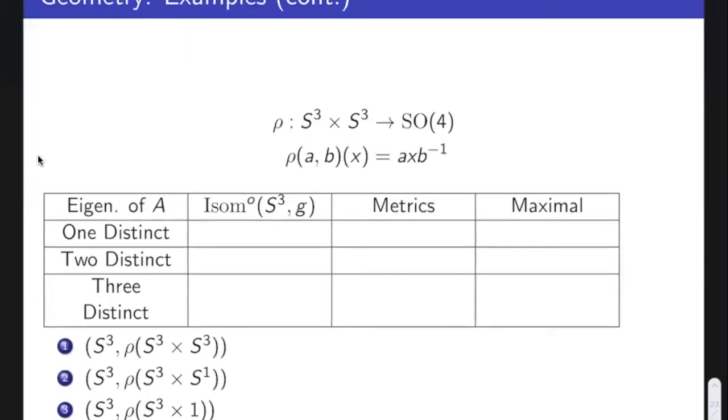Okay, so now I'd like to consider everything in this double cover. Consider S3 as unit quaternions. Given any quaternion x, I can define a map that sends x to a x b inverse, so I multiply from the left by a and multiply on the right by b inverse. And this is a well-known double cover of S3 cross S3 to SO(4).